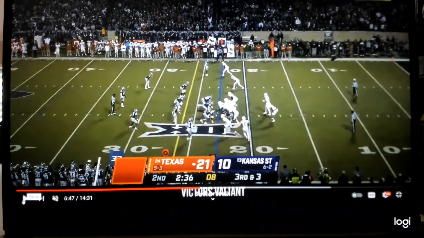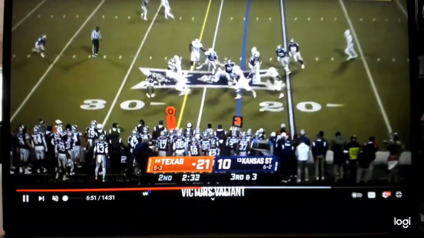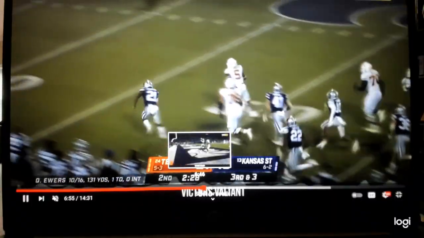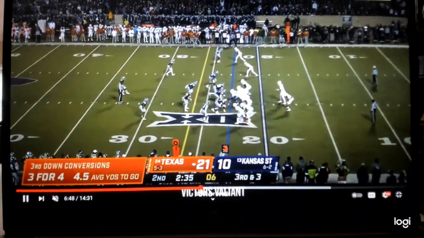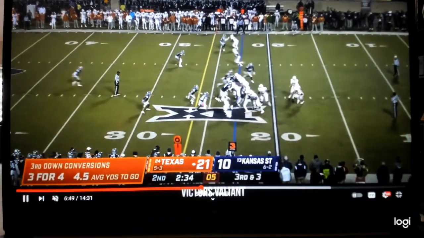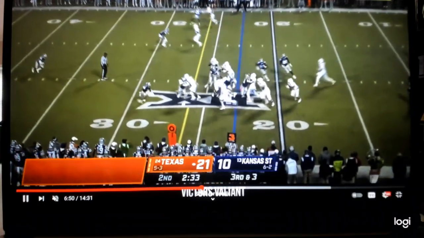So let's take a look at the play. They motion him in right here. Here's your two down blocks, and then there's your pullers. Here's your down block by your number one receiver. He gets a 2-for-1 because he's on his path right here to that linebacker. Here's your tight end who they motion in. There's your crack block on the defensive end.